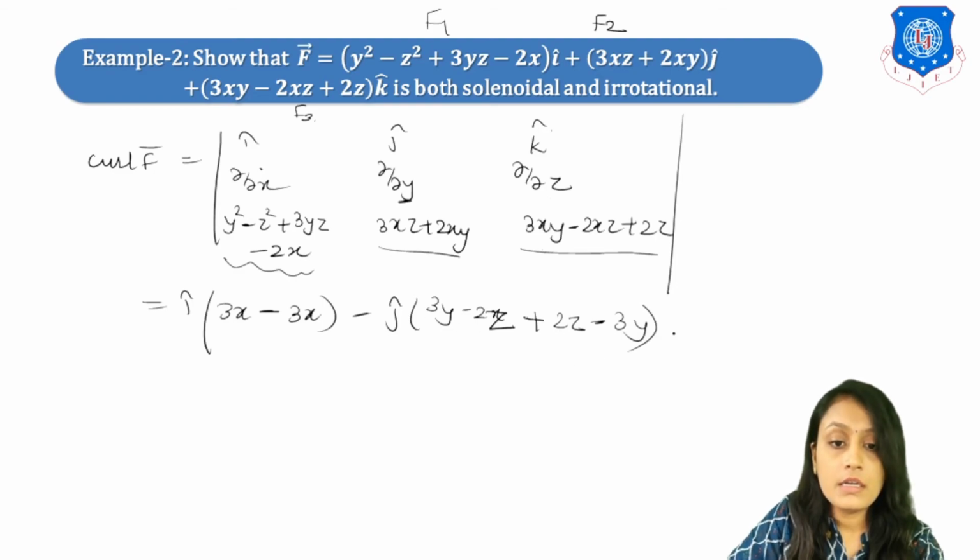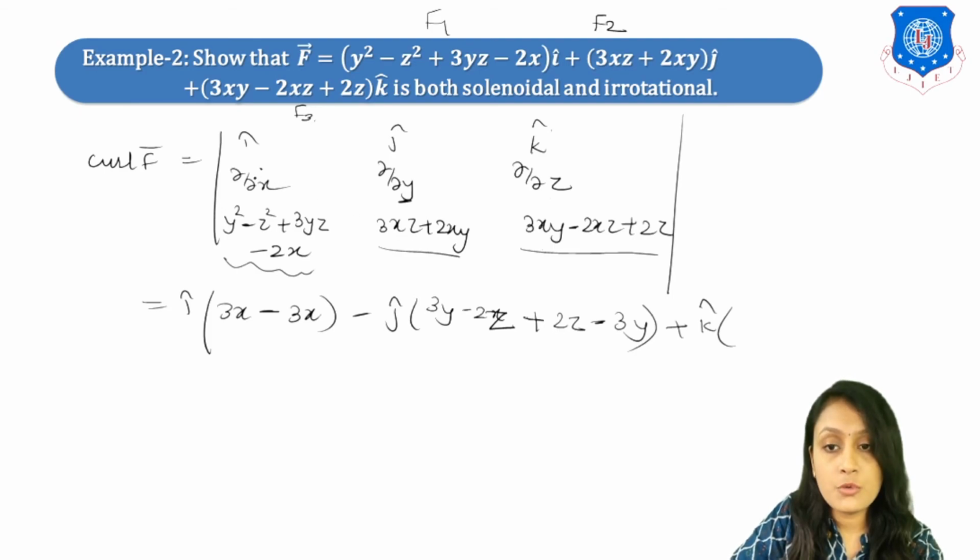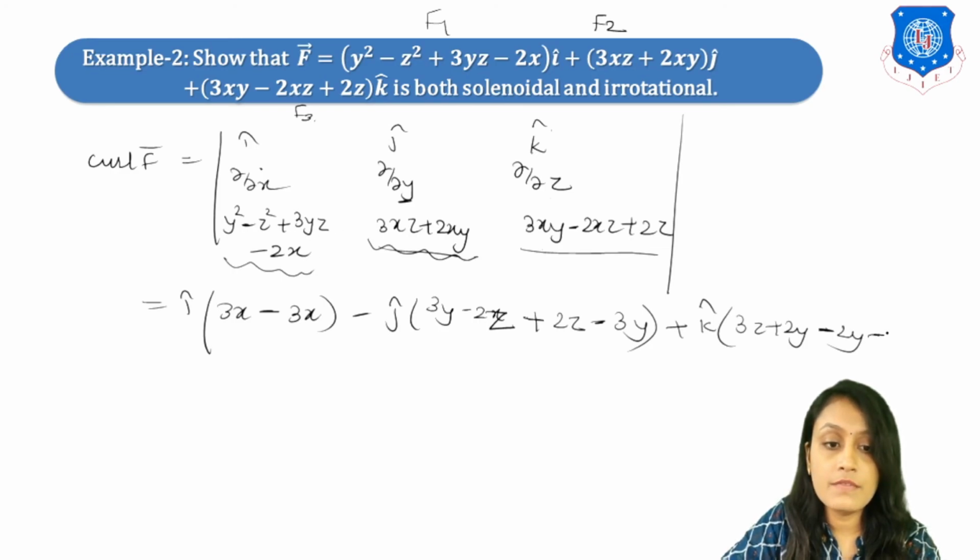Clear? Now plus k cap. Now multiply this two. So the derivative of this term with respect to x: from here we will get 3z, from here we will get 2y. So 3z plus 2y minus, now cross multiply this, so its derivative with respect to y is 2y, so minus 2y, and again the derivative with respect to y. So from here what you will get, plus 3z. But we have a negative sign over here, so it will become minus 3z, and again this term is gone.